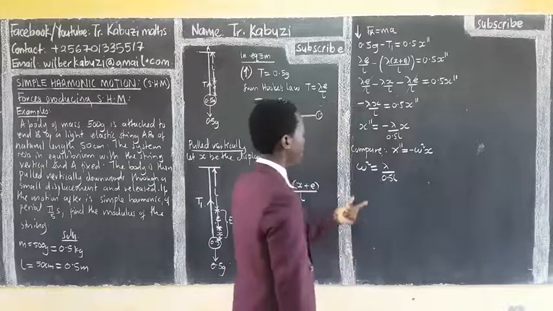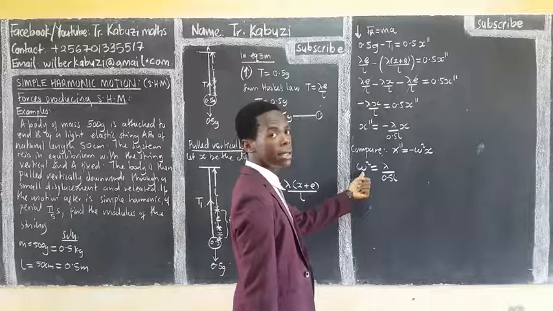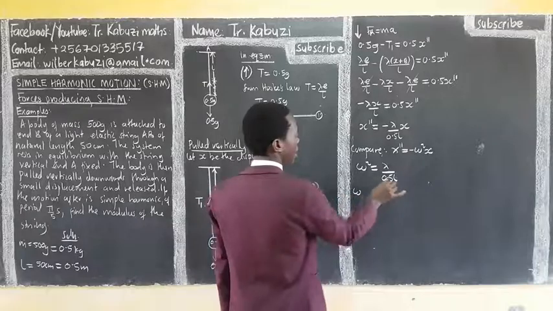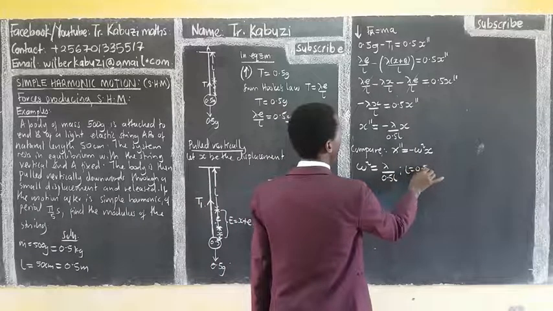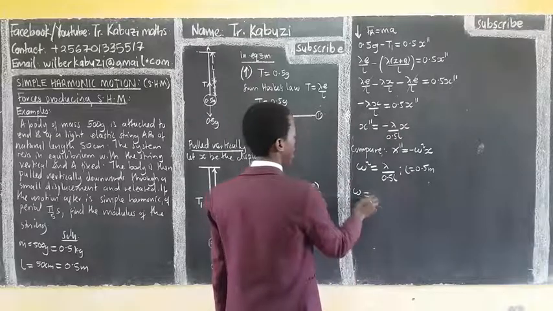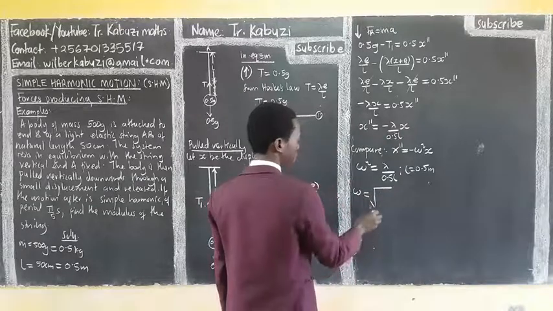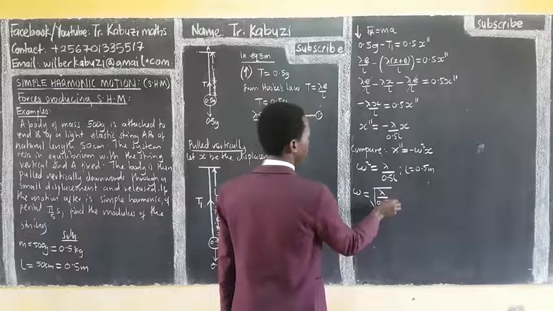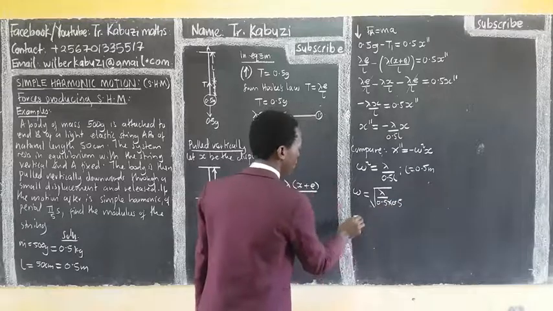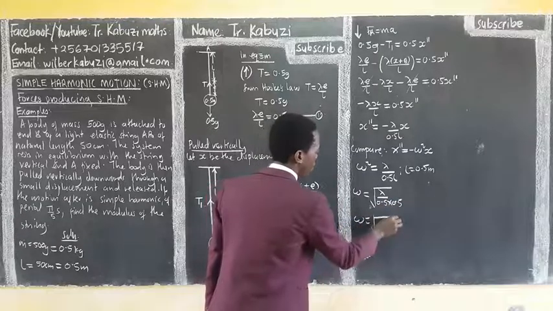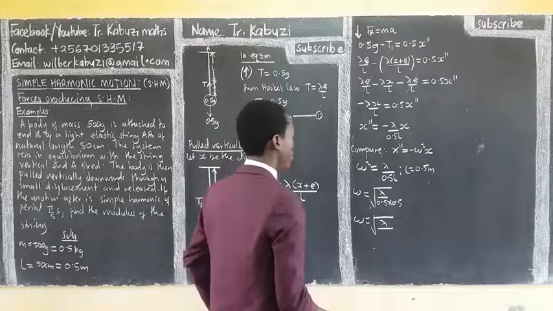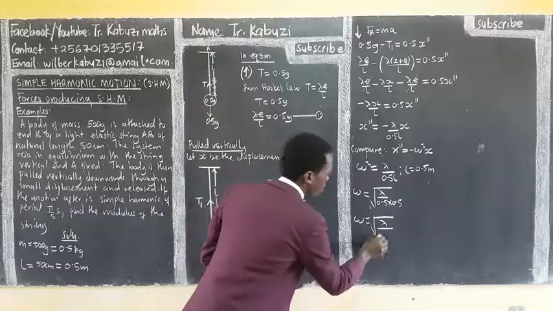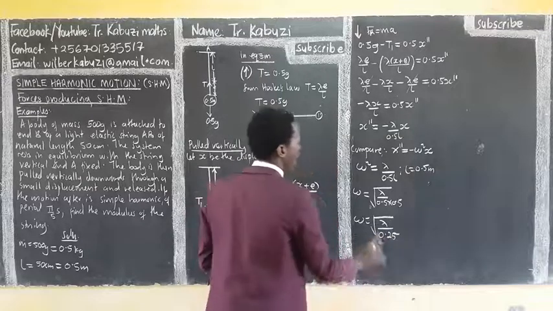So you see that our L is 0.5 meters, which I substitute there. We are having this as lambda over 0.5 times 0.5. So my omega squared is going to be lambda over 0.25. Now I have two unknowns.